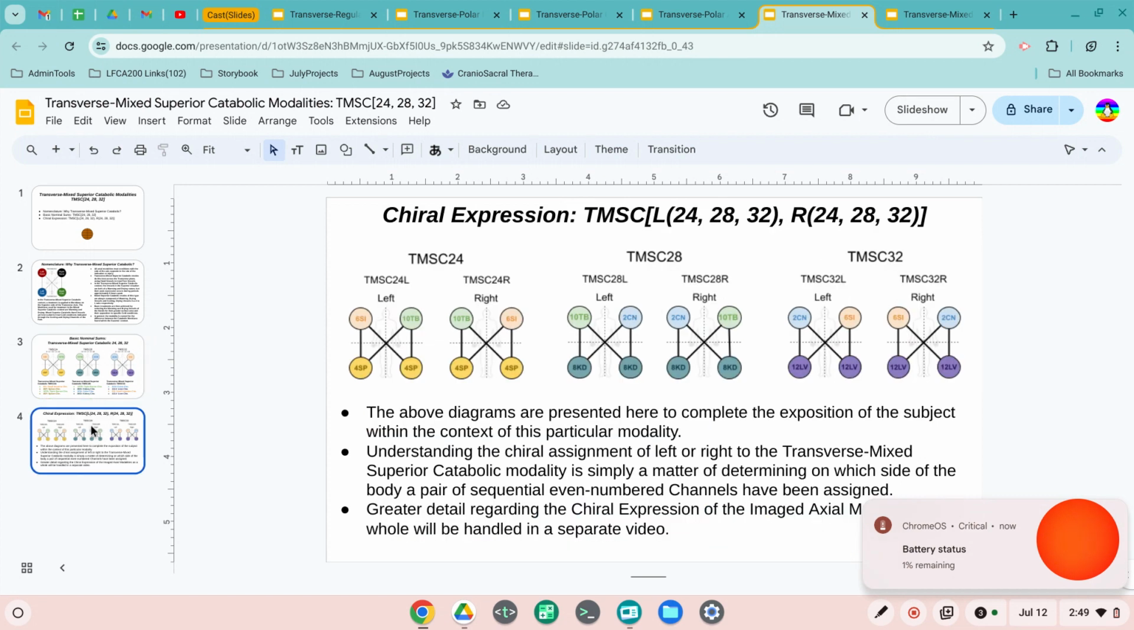Slide 3, Chiral Expression. The above diagrams are presented here to complete the exposition of the subject within the context of this particular modality. Understanding the chiral assignment of left or right to any one given mode in the transverse mixed superior catabolic context is simply a matter of determining on which side of the body a pair of sequential even-numbered channels have been assigned. Greater detail regarding the chiral expression of the imaged axial modalities as a whole will be handled in a separate video.